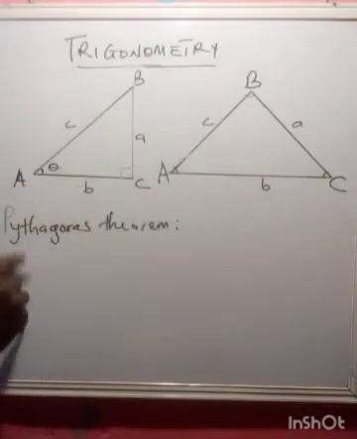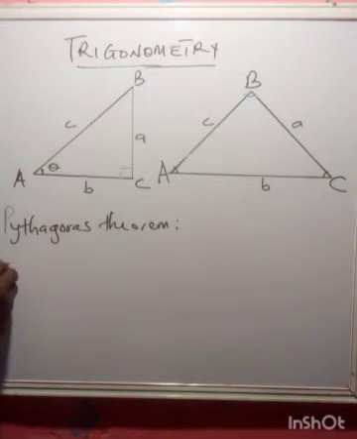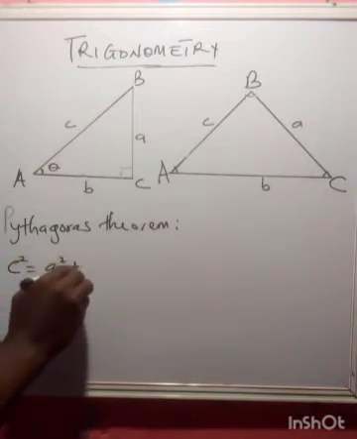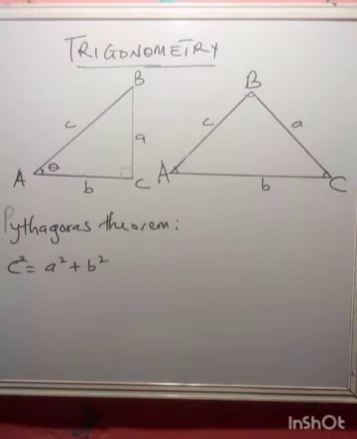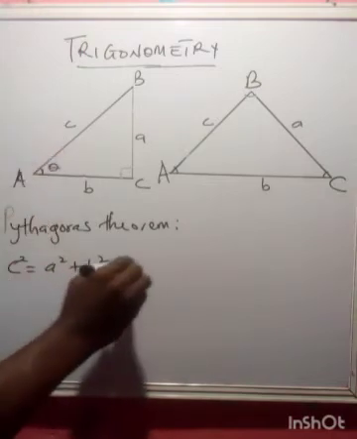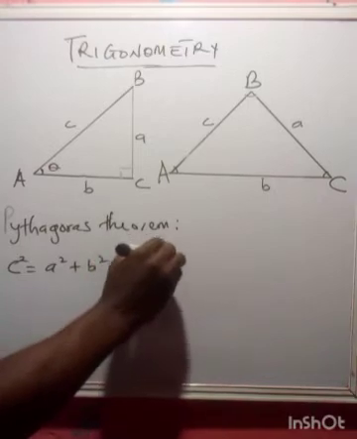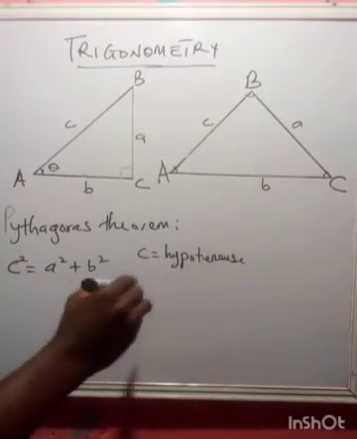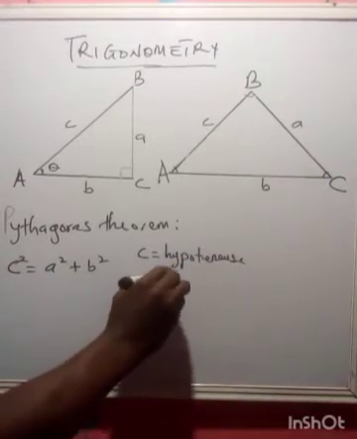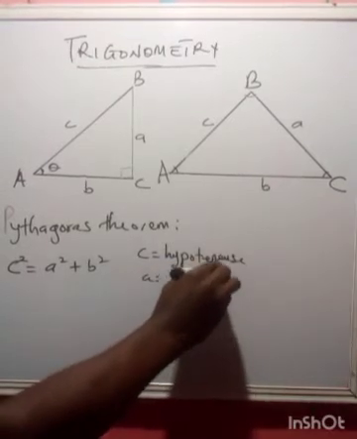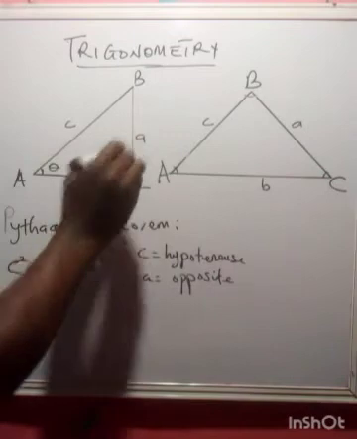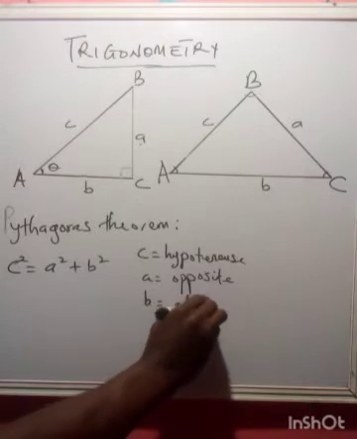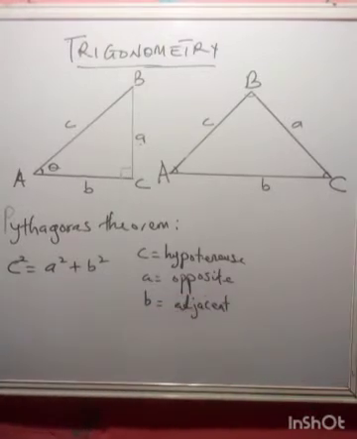From the Pythagoras theorem here, we know that c square, which is the hypotenuse, is equal to a square plus b square. So if we want to look for, take note, c is equal to hypotenuse, which is the longest side. A is equal to opposite. The side facing the angle is the opposite, while B is the adjacent side.